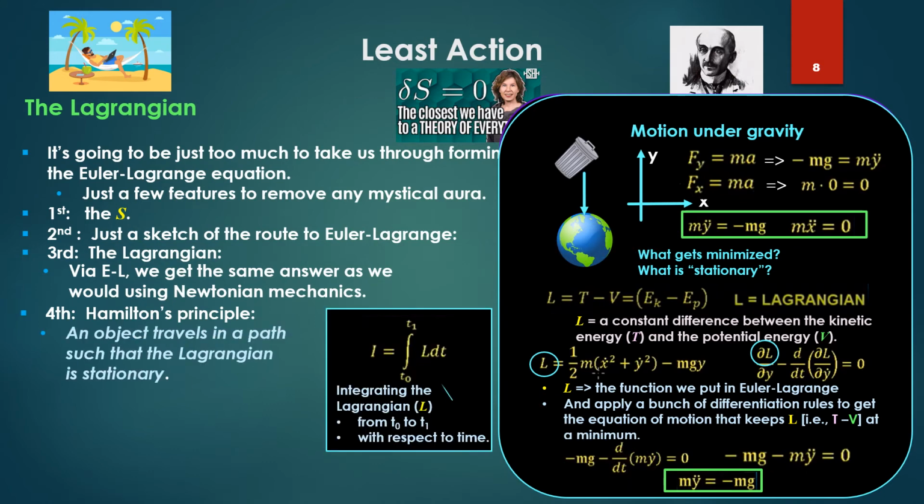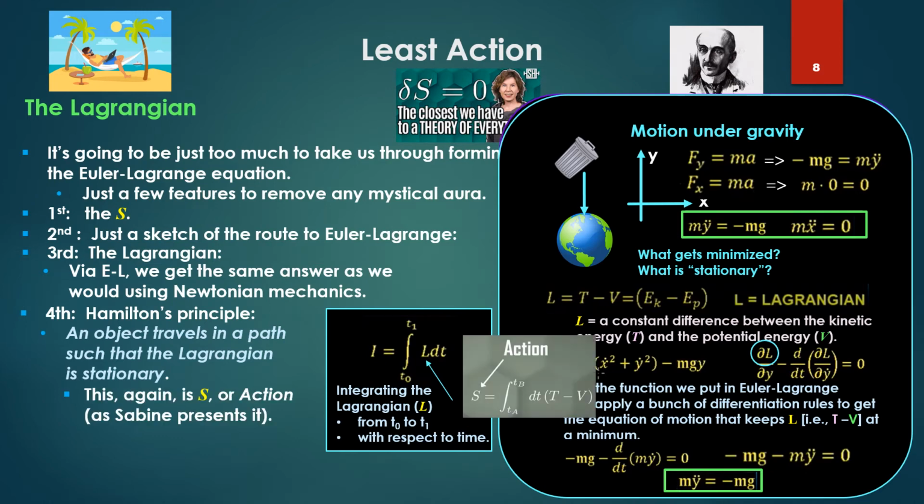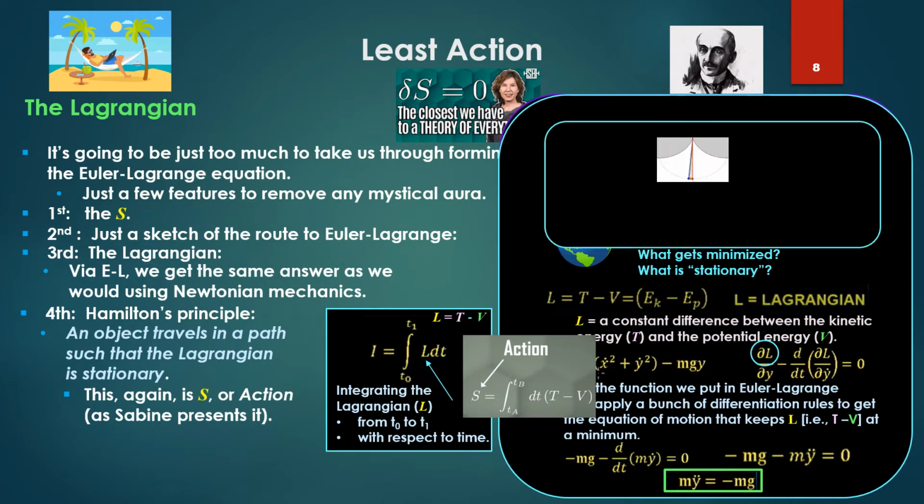Now, fourth is Hamilton's principle. And this is it. An object travels in a path such that the Lagrangian is stationary. Now, stationary means it's minimized. And there's the equation integrating the Lagrangian L from t0 to t1, so over time with respect to time. Now, Sabina presents it as such. Instead of the Hamilton I, we have S for action, but exactly the same formula. She's got T minus V. We just remember L is in fact T minus V. So that's S for action, which is that integral expression for the Lagrangian, keeping the Lagrangian minimum over that path.